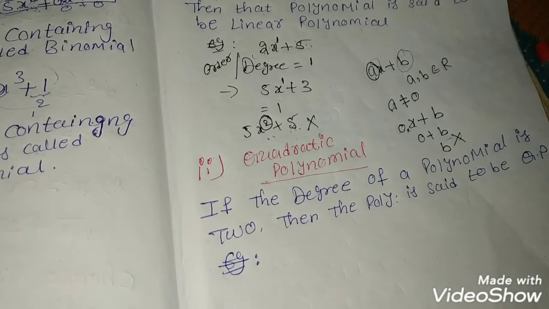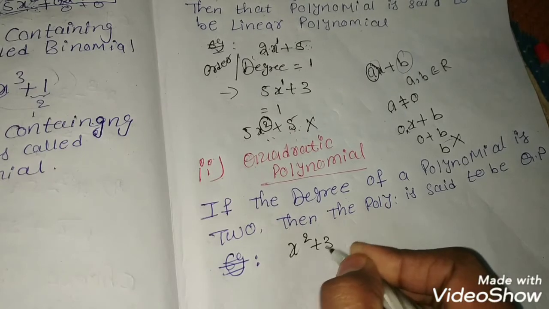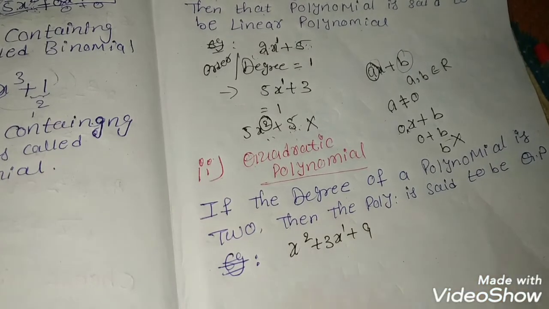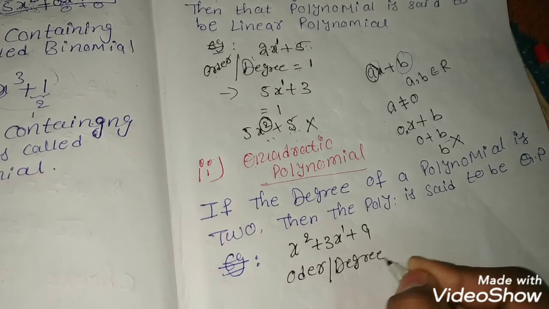Are you getting my words now? So what is an example of a quadratic polynomial? Like x square plus 3x plus 9. See, what is the order of this? Order or degree, anything you can take, because those have the same meaning.